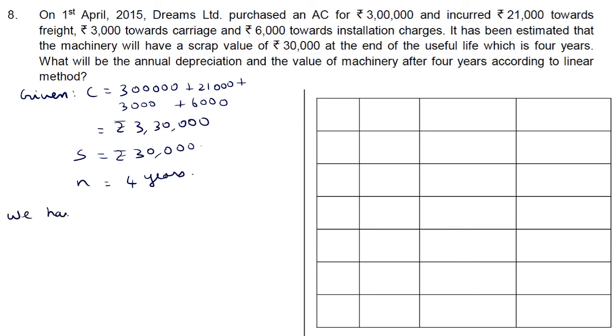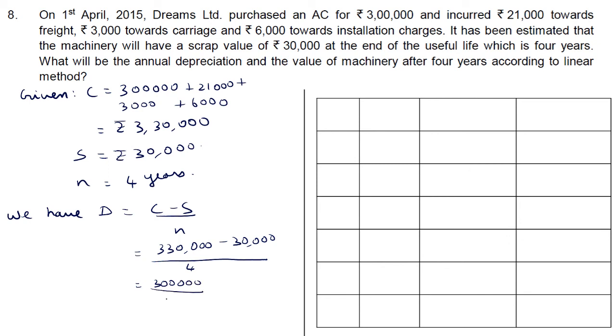So we have the annual depreciation charge D is equal to C minus S upon N. So it is 3,30,000 minus 30,000 upon 4. So it is 3 lakhs upon 4, which is 75,000. So the annual depreciation charge, it is rupees 75,000 per year. Now they have asked value of the machinery after 4 years. So the value of the machinery will be 30,000.